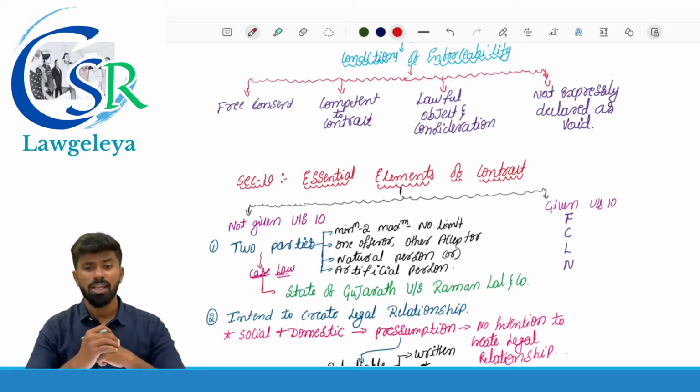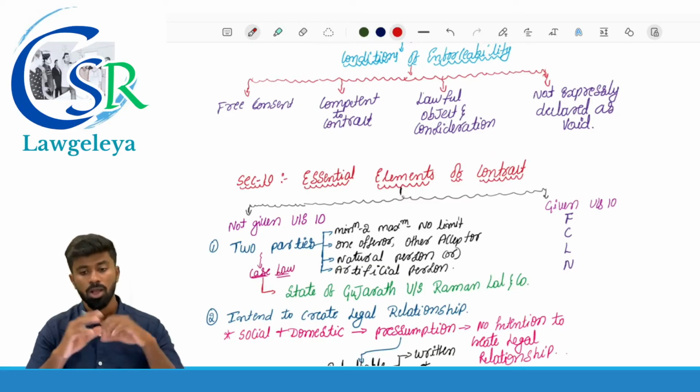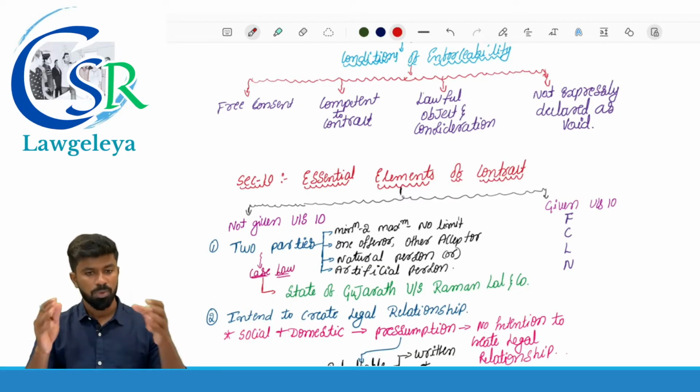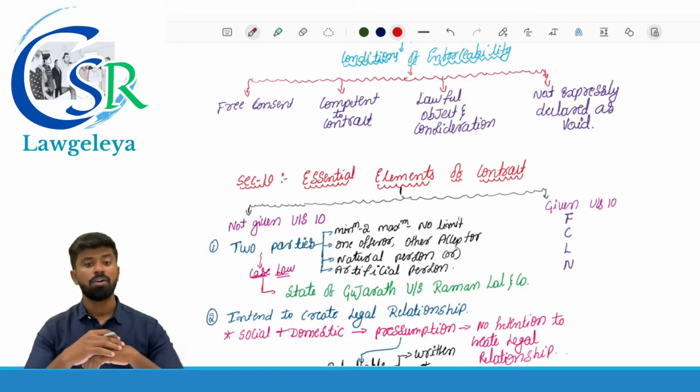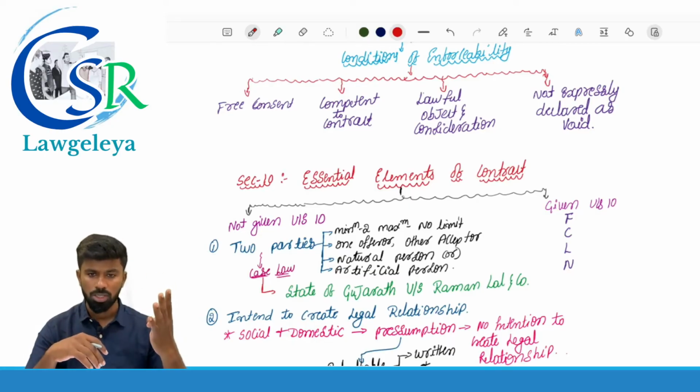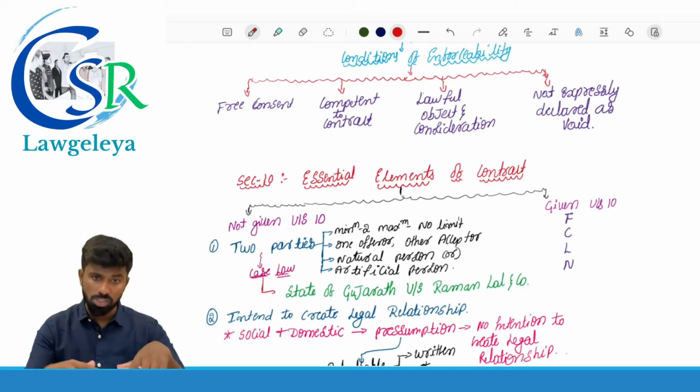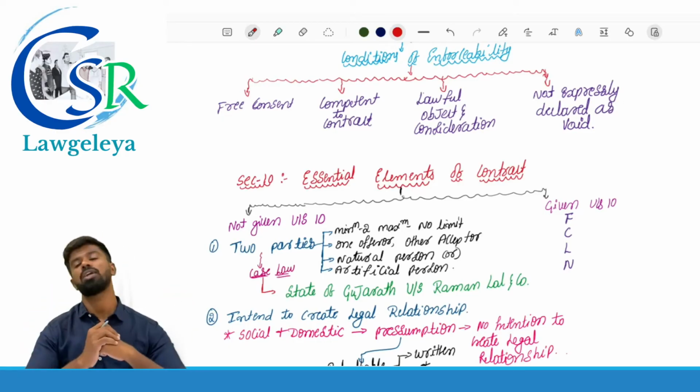Section 10 provides the essential elements of a valid contract. Section 10 provides that all agreements are contracts if they are made with a free consent by a person who is competent to contract for lawful object and consideration, which is not expressly declared as void. So there are four conditions under section number 10. But there are few more conditions which are not given under section number 10, but which are based upon the judgment of the court, and even those conditions are required to be satisfied to be a valid contract.